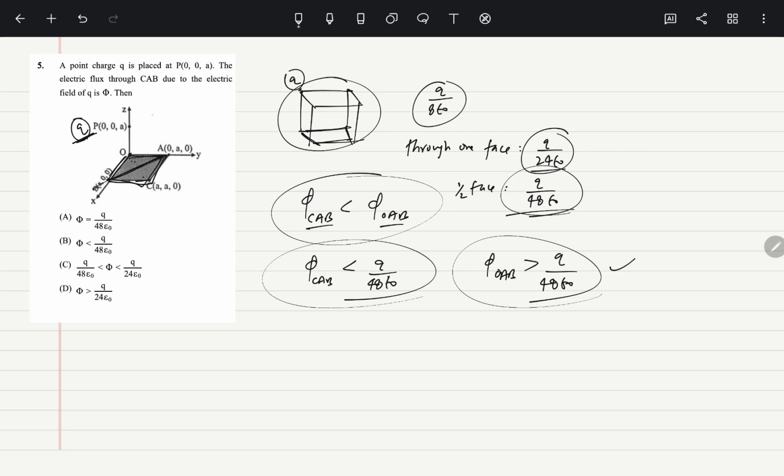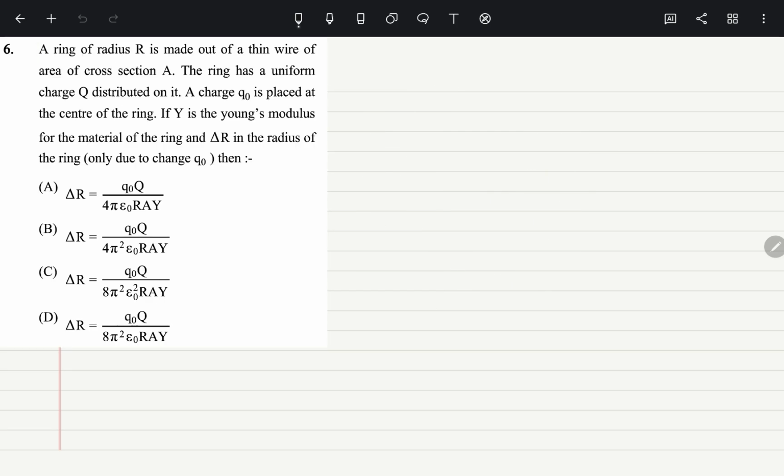Let's move to the next question. Question number 6. A ring of radius R is made out of a thin wire of area of cross section A. The ring has a uniform charge Q distributed on it. The charge Q naught is placed at the center. Y is the Young's modulus.